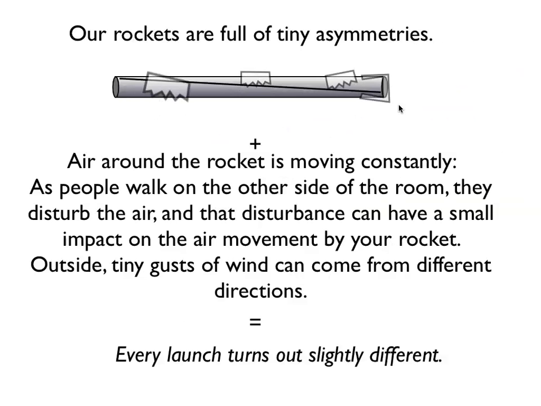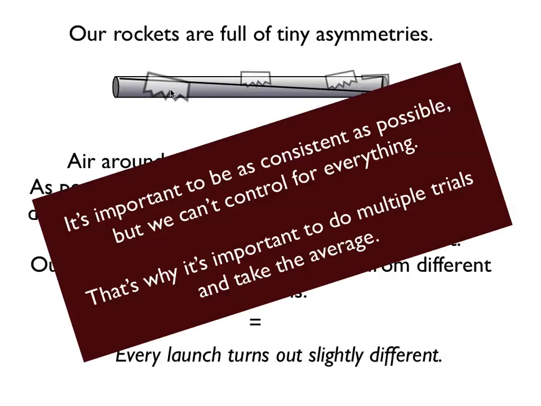So in the end, every launch turns out slightly different. So this is why it's important to be as consistent as possible. Perhaps we should have lined up that tape so that it was always pointing the same direction every time. Maybe that would have helped. But we can't control for everything, especially not in a classroom, as you know with your fifth graders. And that's why it's important to do multiple trials and take the average.